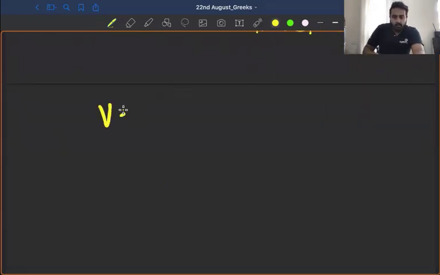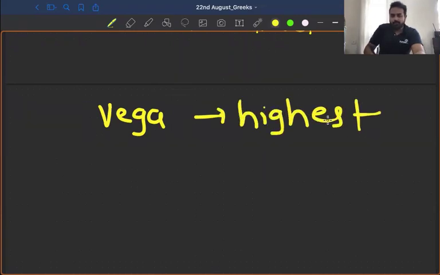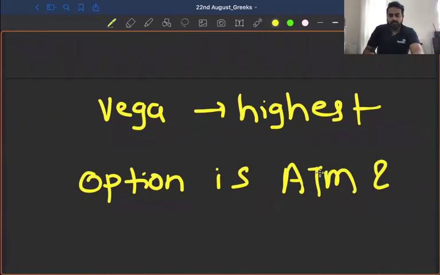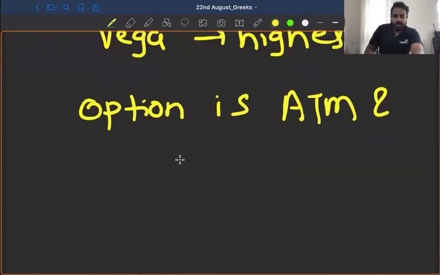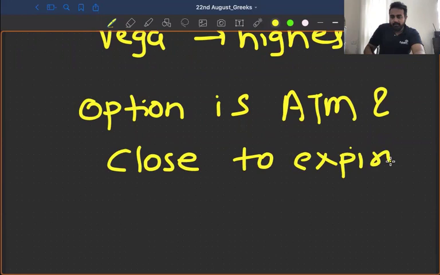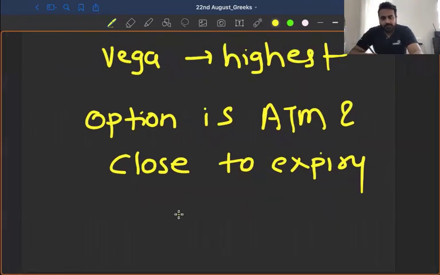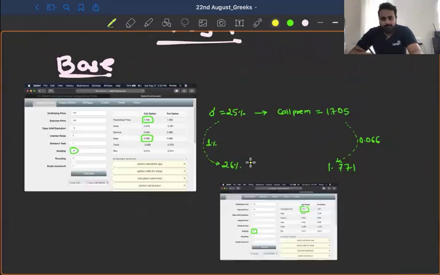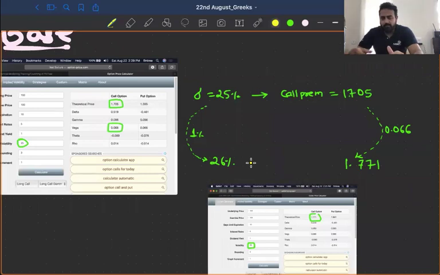In fact, Vega is also highest, same as gamma, when the option is at the money and close to expiry. When the option is at the money and close to expiry, that time you typically find the Vega being the highest for the options. Okay, so that's your general discussion on Vega. If you have any question on Vega, you can type in a queue, follow up with your question. Otherwise, I'm taking you to Theta after this.